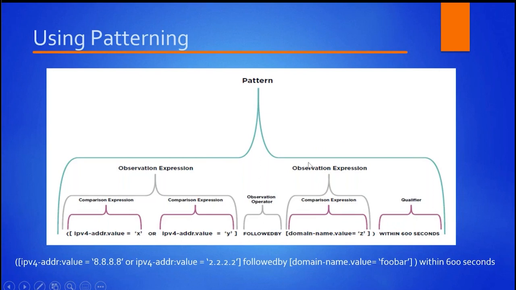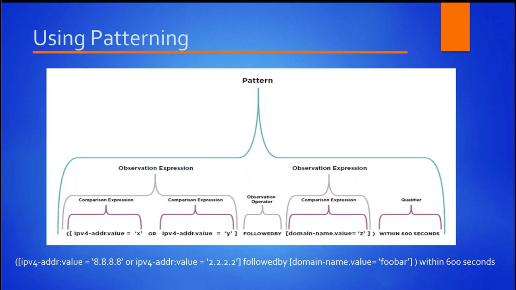So let's talk about patterning. This is a diagram that shows how the patterning language works. It's an observation expression connected with this observation operator to another or other observation expressions, and then they can also have qualifiers. So there's an example here where we have an IPv4 value, or there's an or statement here, another value that may be followed by a domain name, within a certain amount of time. That's just a very simple expression.